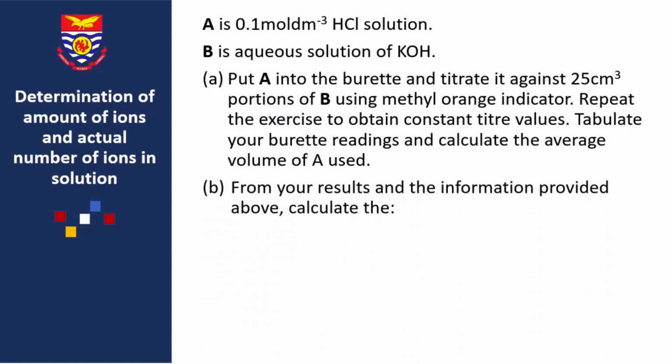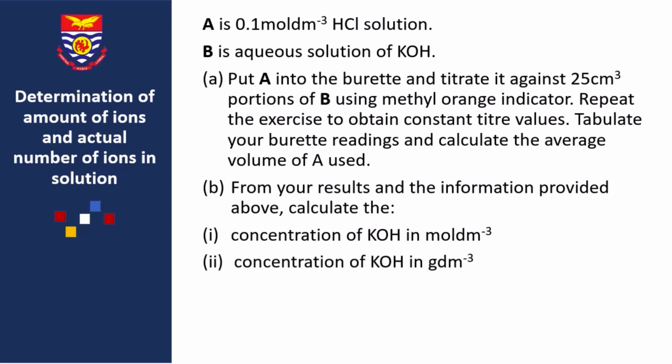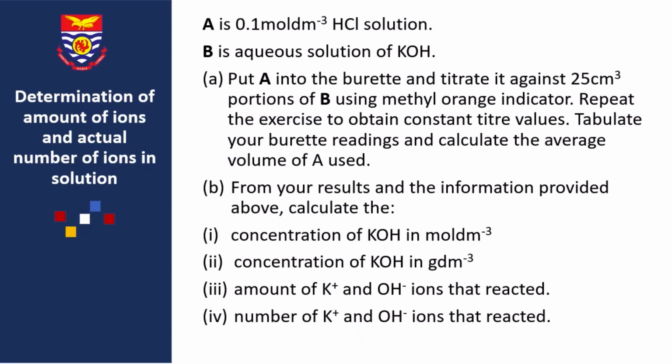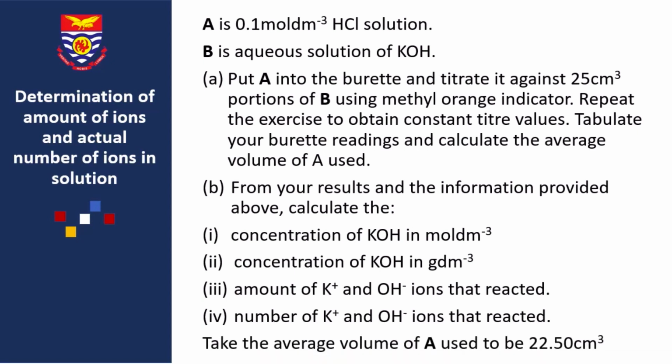Let's proceed to the questions that we have to solve. We are to look at the concentration of potassium hydroxide in mole per dm cubed, as well as in grams per decimeters cubed. We are to look at the amount of potassium and hydroxide ions that reacted, and finally the number of potassium ions and hydroxide ions that reacted. We are to take the average volume of A to be 22.5 cubic centimeters.